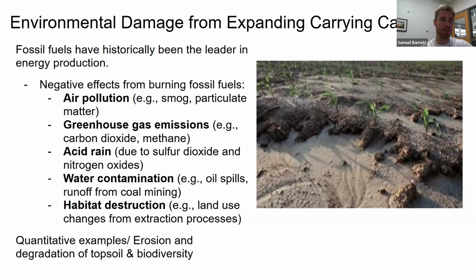Fossil fuel consumption leads to negative environmental effects such as air pollution, greenhouse gas emissions, acid rain, water contamination, and habitat destruction. A quantifiable example would be the erosion and degradation of topsoil. Topsoil losses worldwide are currently estimated at 24 billion tons annually, with nearly 11% of the world's vegetated lands suffering moderate to extreme degradation, as well as the loss of biodiversity, which currently sees more species driven extinct every year than at any time in the preceding 65 million years.